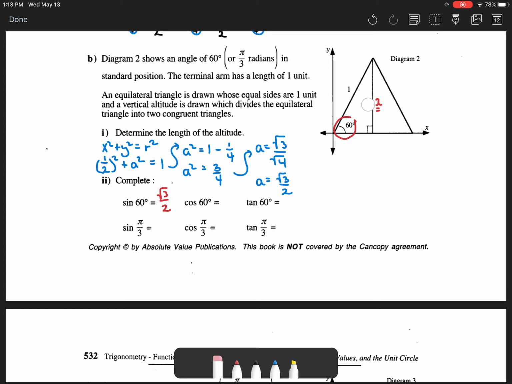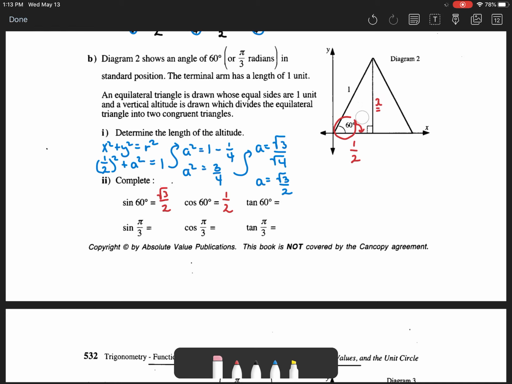The cosine of 60 degrees is always the adjacent side over the hypotenuse. So what is that adjacent side? Well, remember it was 1/2, wasn't it? So that's 1/2 over 1, which is 1/2. And then this is where you have to do a little bit of work.